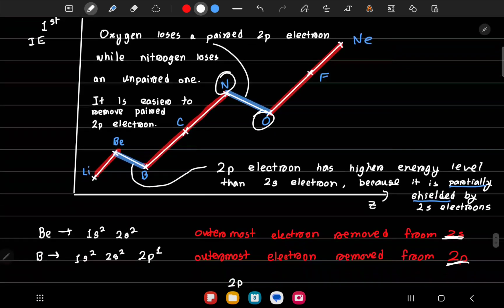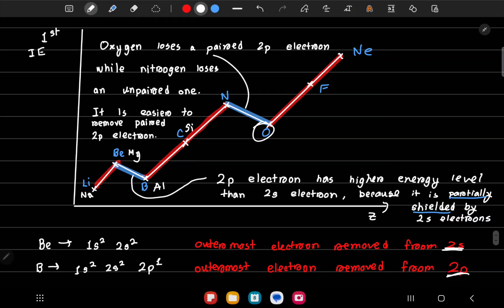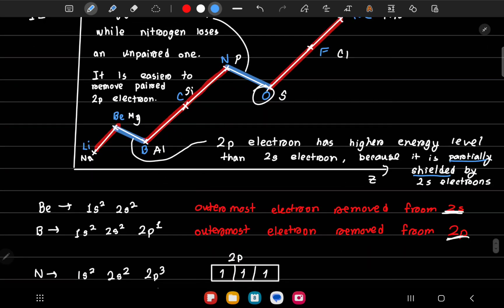We'll see the same trend in the case of period 3 elements. Instead of lithium, we'll have sodium. Instead of beryllium, we'll have magnesium. Instead of boron, we'll have aluminium. Instead of carbon, we'll have silicon. Instead of nitrogen, we'll have phosphorus. Instead of oxygen, sulfur. Instead of fluorine, chlorine. And instead of neon, we'll have argon. The same general shape will be exhibited. And in that case, instead of the 2p electron, we'll talk about the 3p electron, and 3p and 3s over here.